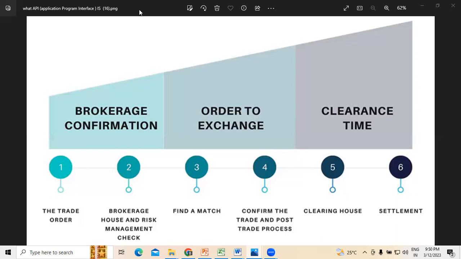After the order has been sent to the exchange, it's time to find a match for the order. When anyone places an order to purchase an asset, the only way for the trade to come to fruition is if there is someone on the other side looking to sell that asset. It is at this time the exchange searches for the perfect order to match the trade order. Once this match has been realized, a trade finally materializes and we jump right to the next process, which is called confirming the trade and the post-trade process.